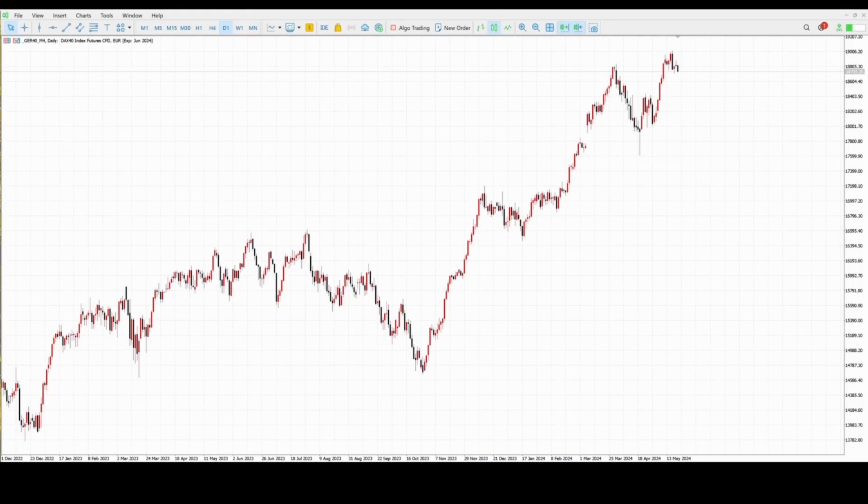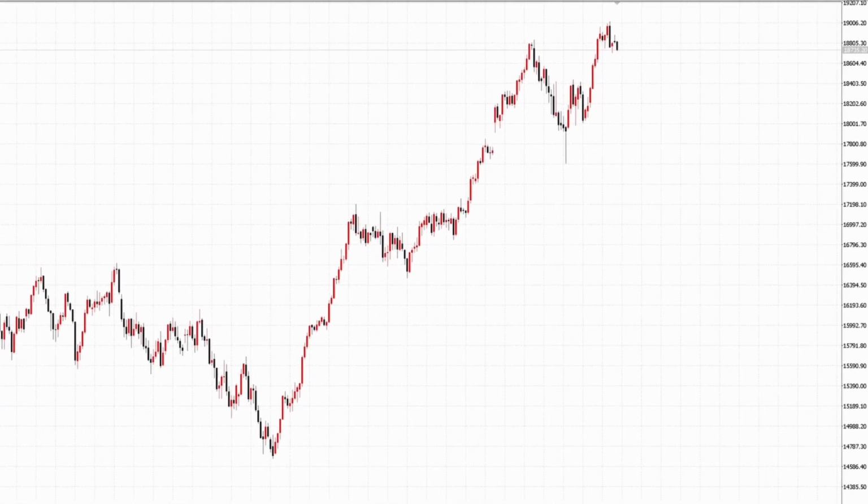Let's quickly look at the chart. As you can see, the overall direction of the price is obviously up. Let's take a line and connect a series of higher lows.